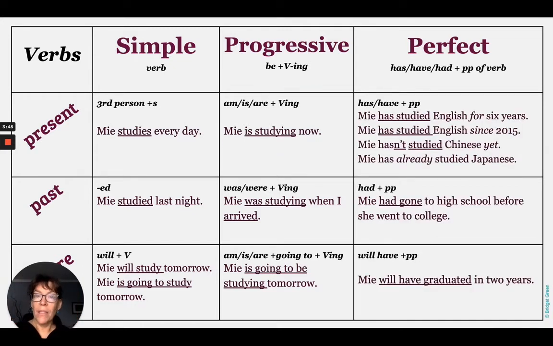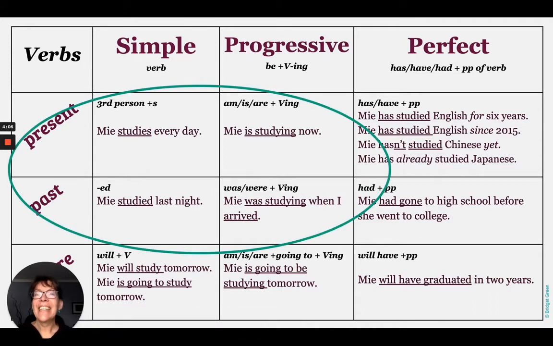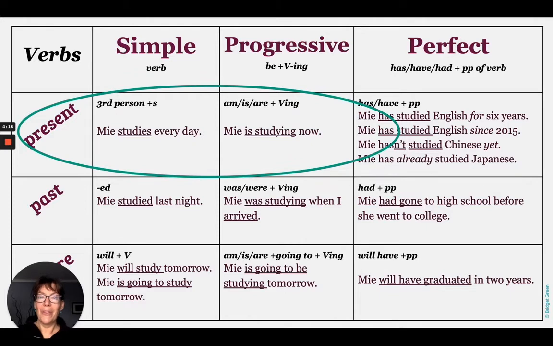The perfect is with the verb have, not be, and is with the past participle or the third form of the verb. So, Mie has studied English. In the past perfect, it's had, and then will have in the future perfect. Right, that's a lot to take in. Today, we're only going to talk about the past and present, simple and progressive. And then next week, we'll talk about the other ones. So let's start with just the present.